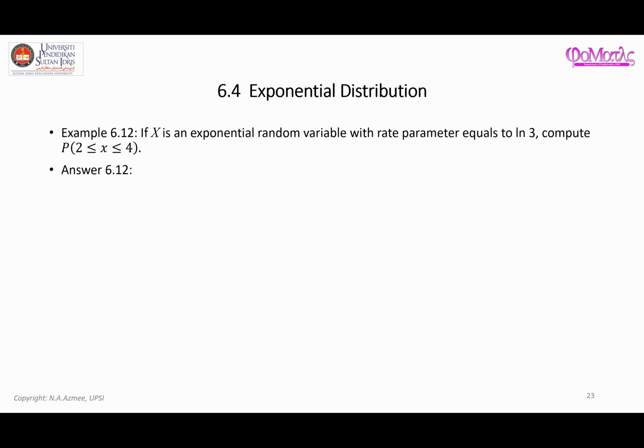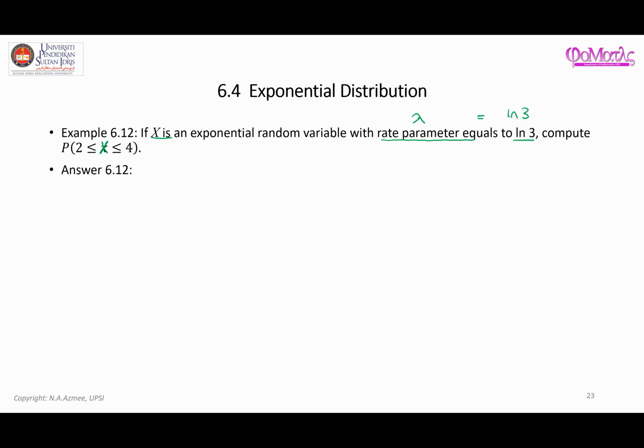In this video, I'm going to give more examples related to the application of exponential distribution. Here we have x, which is an exponential random variable, and the rate parameter equals ln 3. So the rate parameter clearly refers to this value, lambda is equal to ln 3. And you are asked to compute the probability that x is between 2 and 4.